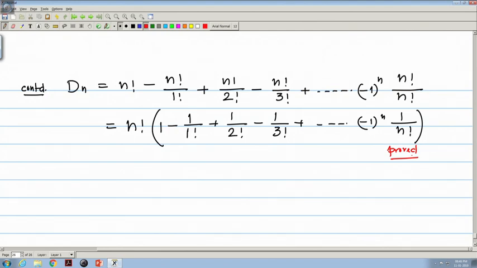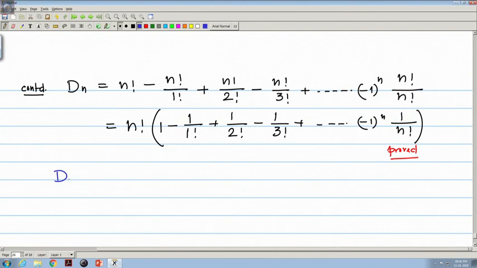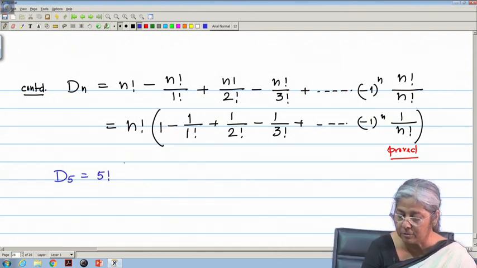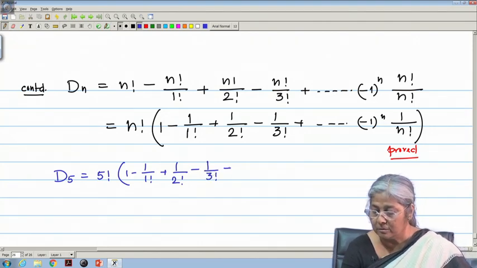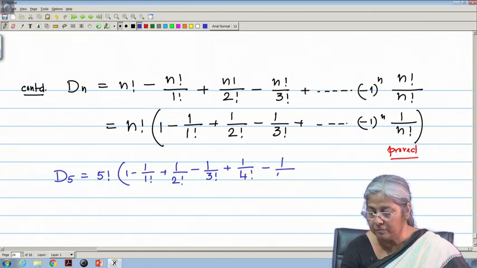Now I can compute some values, because earlier we have seen that only for some small values of n we can easily compute. We have done up to 4. So, if it is D5, now I give the expression: 5 factorial times (1 minus 1 by 1 factorial plus 1 by 2 factorial minus 1 by 3 factorial plus 1 by 4 factorial minus 1 by 5 factorial).